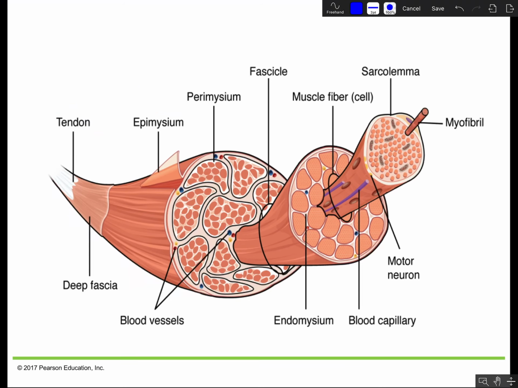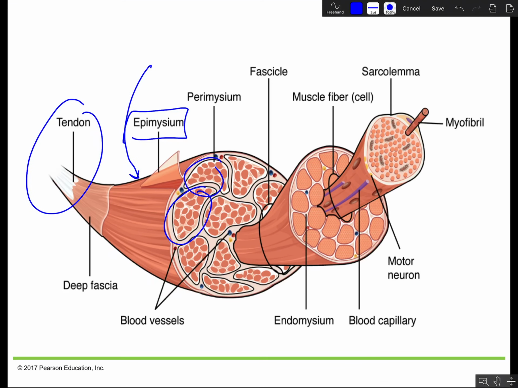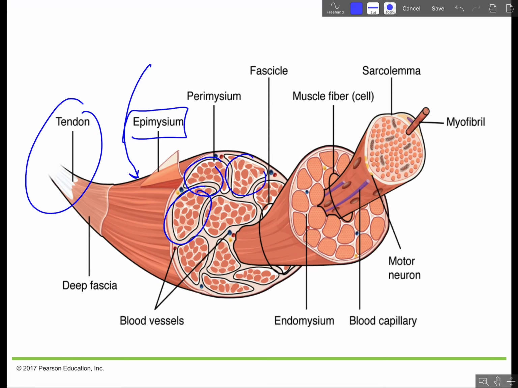And then we have these fascicles. So all these circles right here, these are all called fascicles. You can see one large fascicle has been pulled out for your view. And perimysium, this surrounds each of the fascicles.